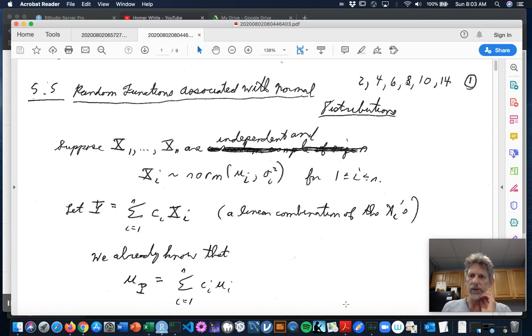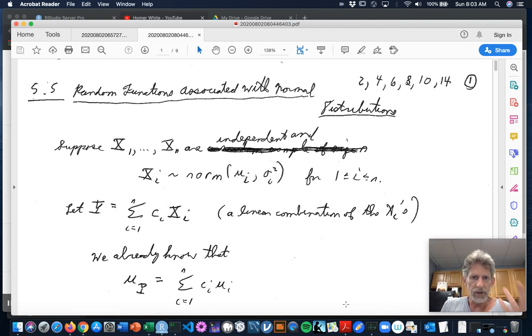I'm going to talk about some random variables that are associated with normal distributions. We'll be making heavy use of a lot of the theory that we've done in recent sections. And the moment generating function technique is going to be a big star today.